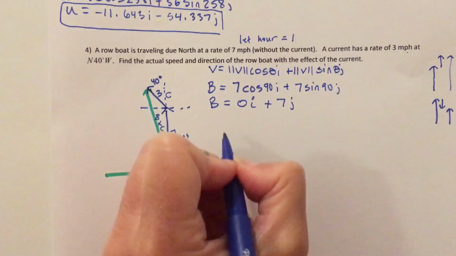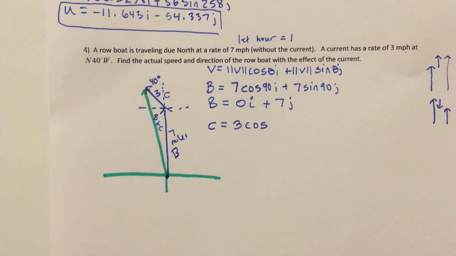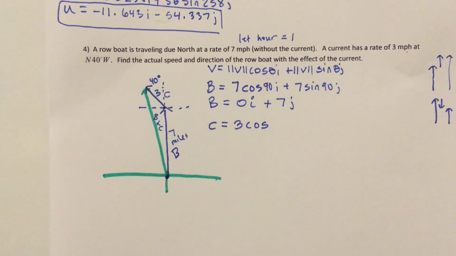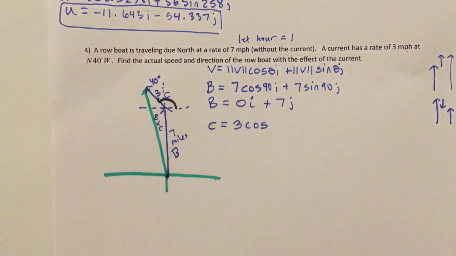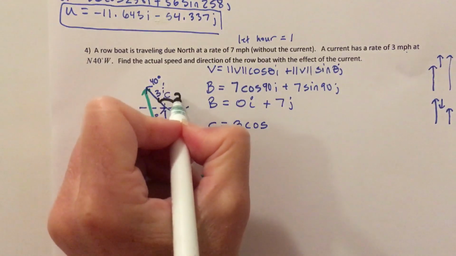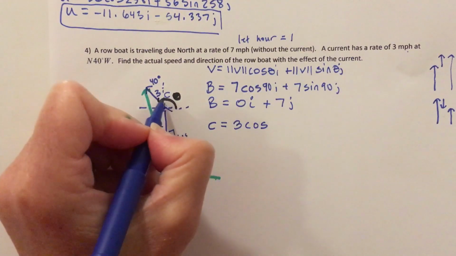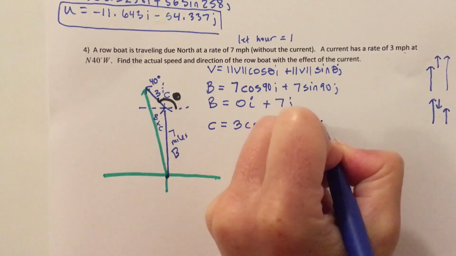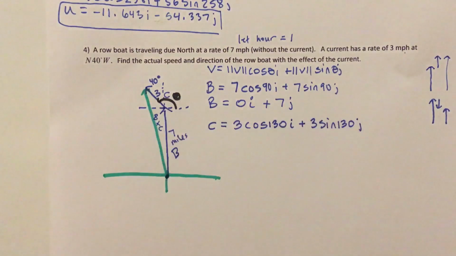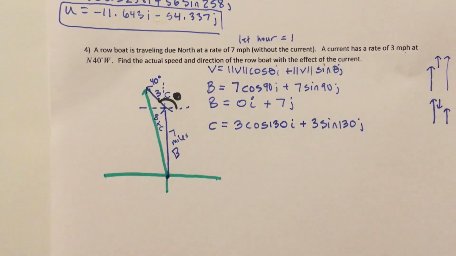Now you have to do a separate one for the current. So the current is 3 miles an hour, but be careful right here. When you do the current, you can't use 40, because the direction is from here all the way to here. You always have to reference it from the positive x-axis. So if you start here, you go 90 plus another 40. So the current is going at 130 degrees. Obviously it makes sense that you wouldn't use 40, because 40 is in quadrant 1, which only goes northeast, and this is not going northeast.